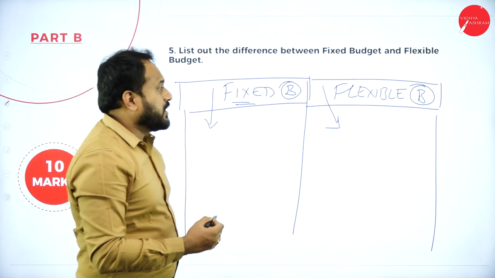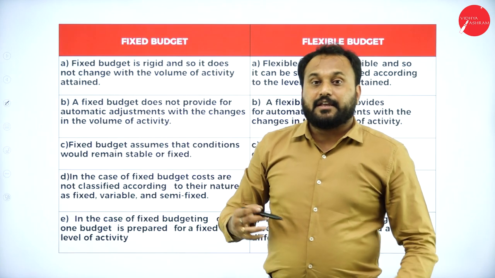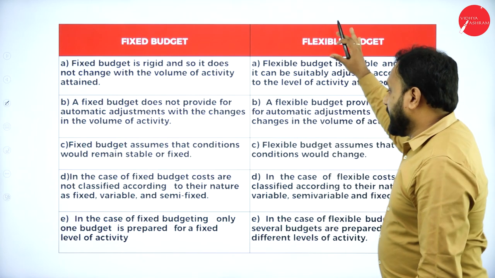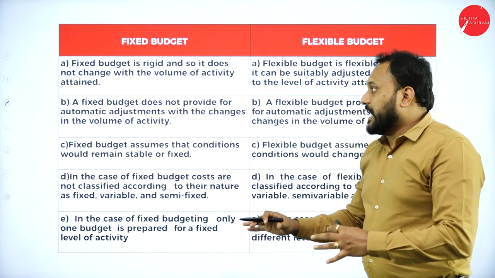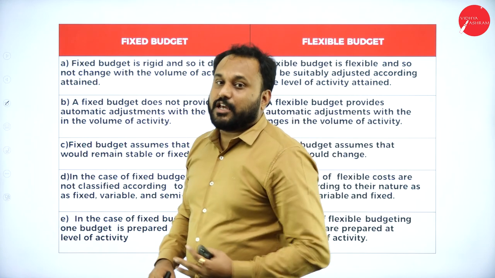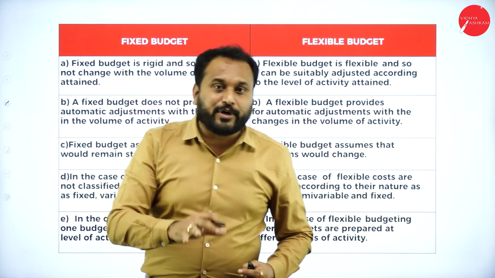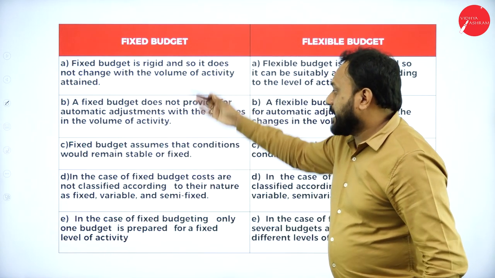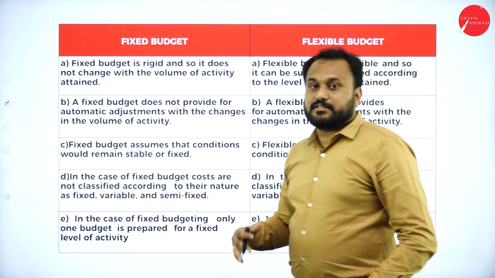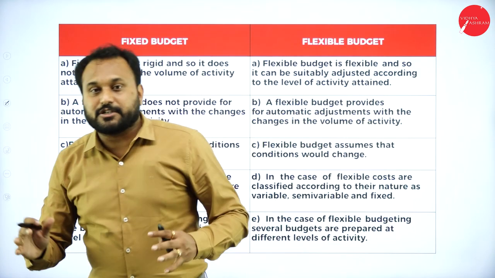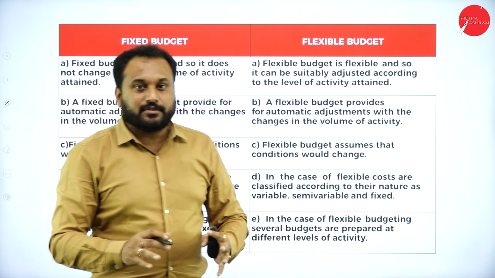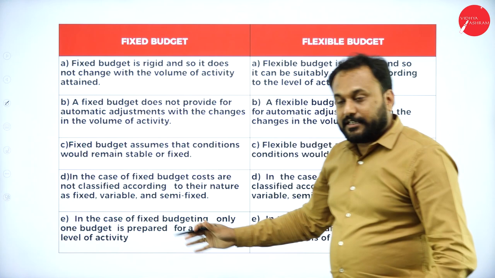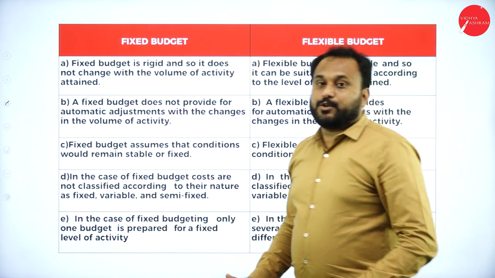Like that you are supposed to go with 10 marks. And if you have watched the video, you will know what is the difference between fixed budget and the flexible budget here. Whenever we understand these things, the mistake you people do is you write only 5 points here. A, B, C, D and E. So you think that here I have written 5 points, here I have written 5 points, totally it is 10 points. So they'll give me 10 marks. No, it is not. You are supposed to go with 10 points here and 10 points here. The difference, 10 points.